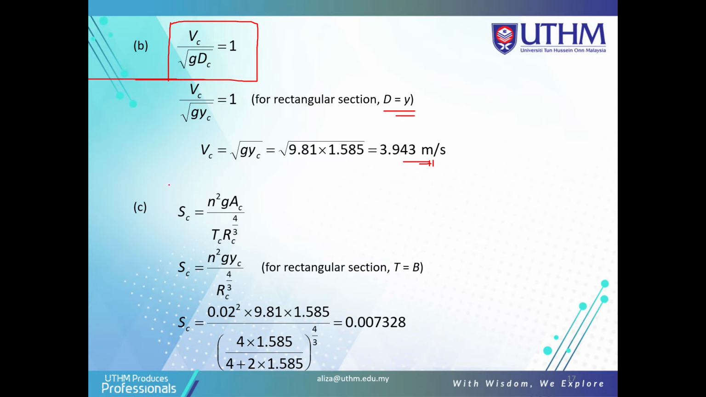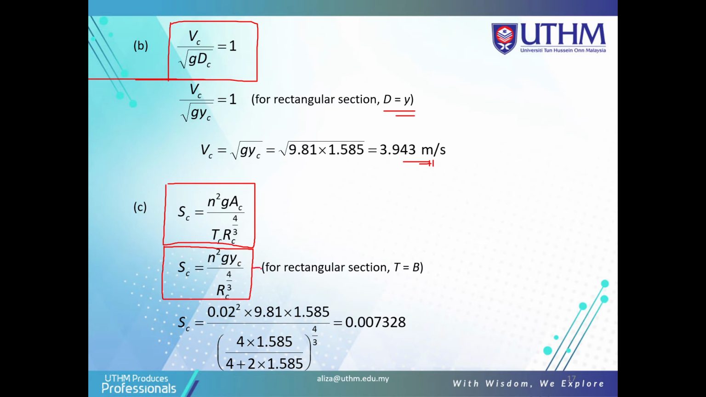Now use the critical slope, for the rectangular channel only. You just put the formula here and put the values here. For a rectangular channel section, we know that T is equal to B, so you convert the T based on the B. That's why we get this formula, because the A we convert to Y, based on the YC here.